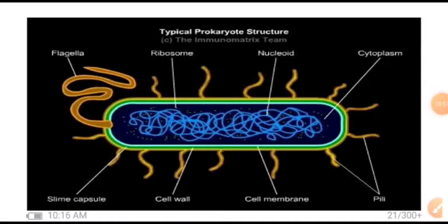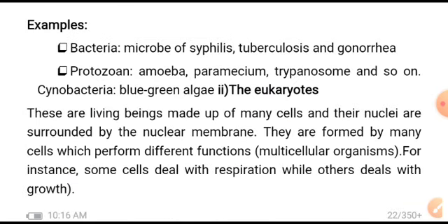So as I said, this is an example of a prokaryotic cell, and this is its structure. Try to zoom in and understand it. If you see a structure like this, you have to think that it is a prokaryotic cell. You have to know that it has the cytoplasm fused with the nucleus, and a cell wall. Let us see some examples of prokaryotic cells like bacteria, the microbes of syphilis, tuberculosis, and gonorrhea.